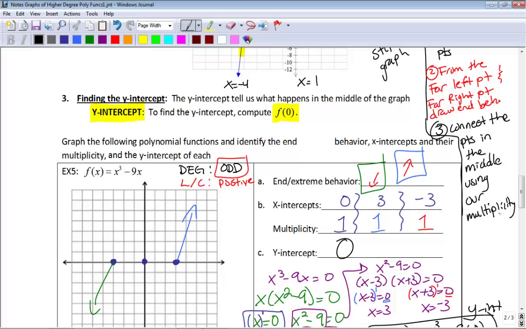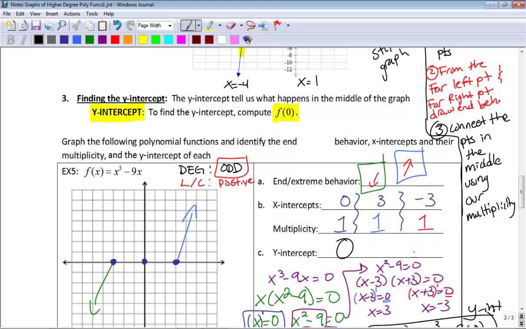What am I talking about? So remember, if you have an even multiplicity, you bounce at that point. So if you're coming in from the bottom, you bounce, you go back to the bottom. If you're coming in from the top, you bounce, you go back up. If you have an odd multiplicity, you cross the x-axis. So if you're from the bottom, you go up. If you're from the top, you go down.